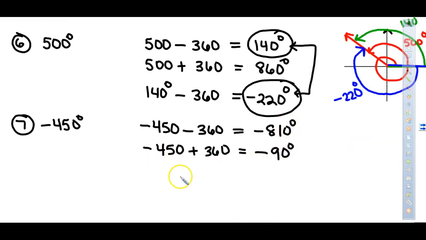So what I need to do is take where I left off right here at negative 90, and I need to add 360 again so I can get myself a positive coterminal angle, and that positive coterminal angle is going to be 270 degrees. So these are the two answers that I'm going to want right here, because this is your smallest negative coterminal angle, and this is your smallest positive coterminal angle.